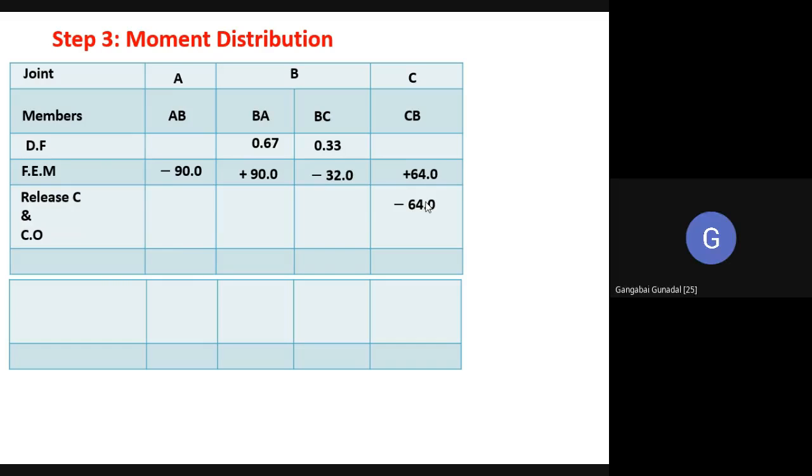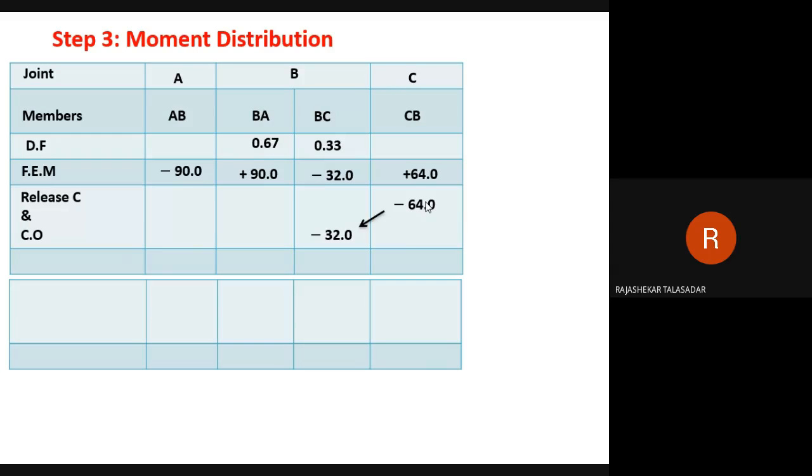Minus 32. Minus 32, very good. See now, this minus 64 should be carried over to BC; half of that is minus 32. Is it clear? So first, you know that this step we have not done in the previous case because C was also fixed and A was also fixed. So there were no moments.